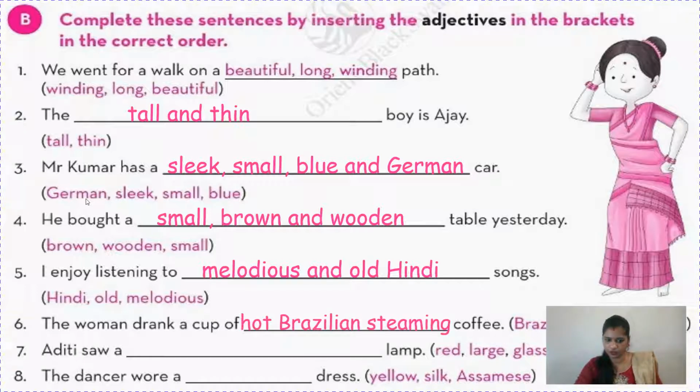So we will write hot, Brazilian, steaming. See children, if you have your book with you, like the table which I have shown you in the last slide, then only you will understand this. Otherwise you will face problem, you will get confused.